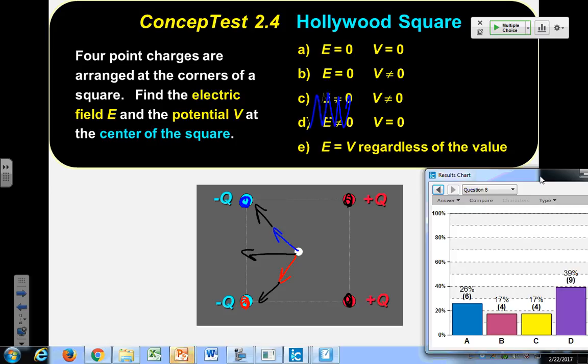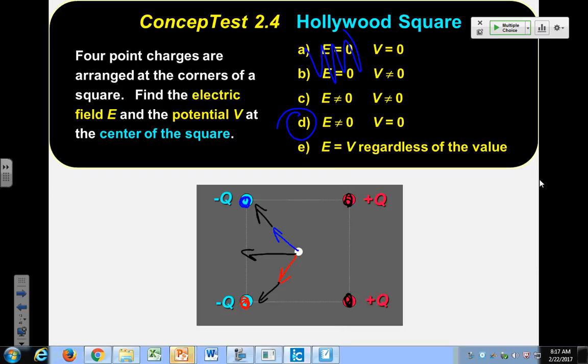I'm sorry, I can't get rid of those. I get rid of A and B. Sorry about that. So see, my electric field is not 0, and the potential, on the other hand, is 0. So D is the right answer. Why is the potential 0? Well, look, I'm equidistant from negative and positive charges. So the potential due to this charge cancels with the potential due to this charge, and vice versa for these. The potentials all cancel out.